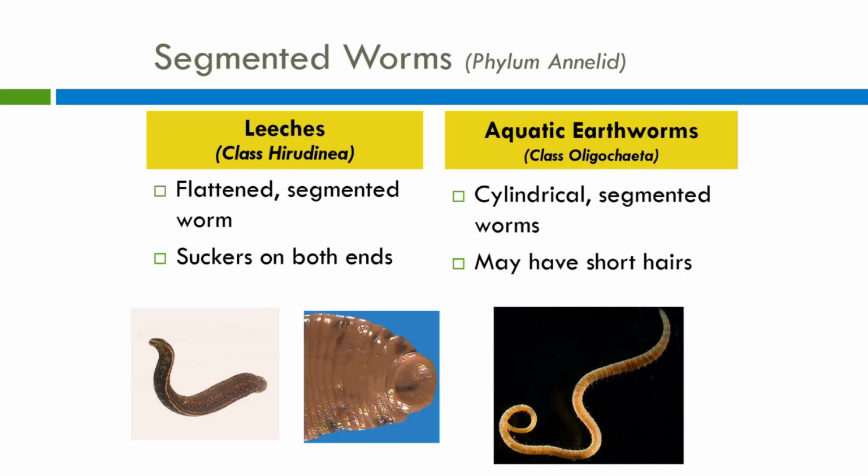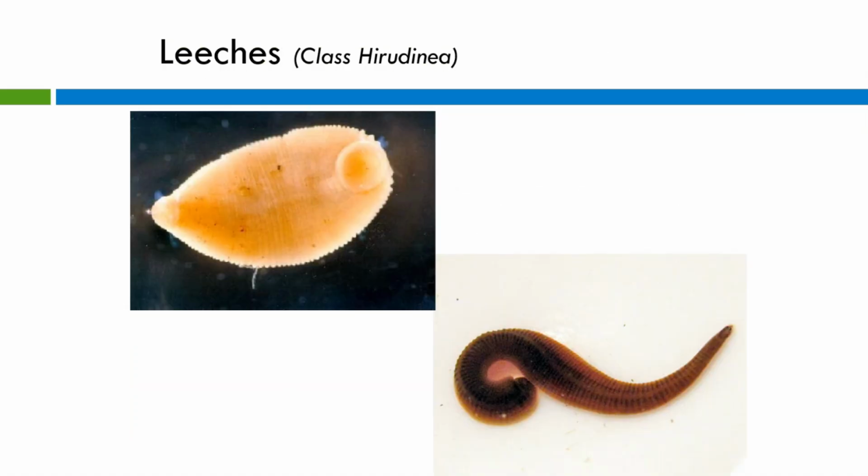So the segmented worms, we divide these into two different types. We have the leeches and the aquatic worms. The leeches are flattened from top to bottom. They have these deep segments along the whole body. And of course, they have those suckers at both ends. Aquatic worms are more cylindrical or rounded. They are also segmented, but usually not as deeply segmented as the leeches are. And they can have short hairs at the bottom where they nestle down into the soft sediment.